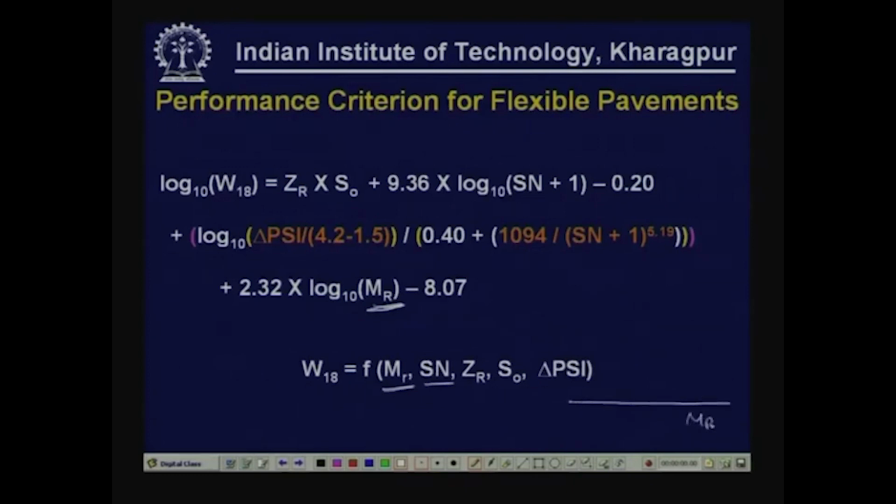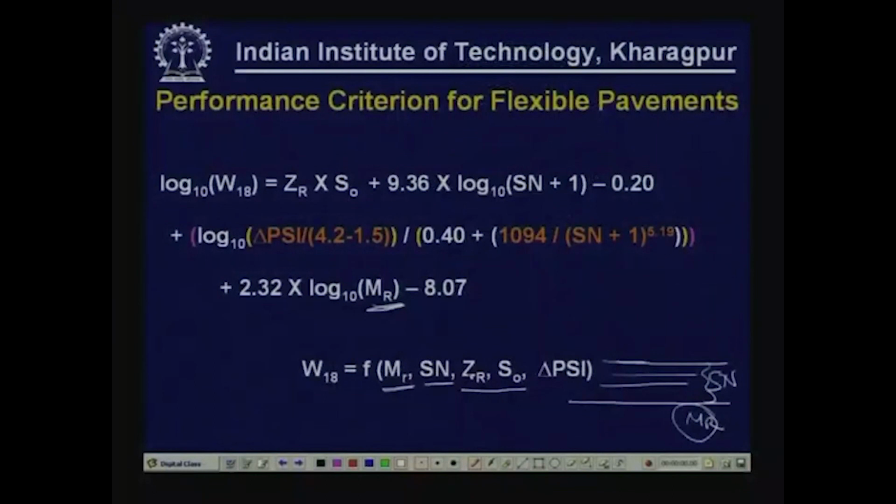So, the number of repetitions a given pavement can handle is obviously a function of the subgrade strength and the structural number, which represents the strength of this pavement. ZR and SO are two parameters that take into consideration the reliability levels that are required, the variability that is going to be there in the materials that we use, in the estimation of different parameters, and also the uncertainty that is built into the equation in terms of how well we are able to predict the performance if you know all the other parameters.